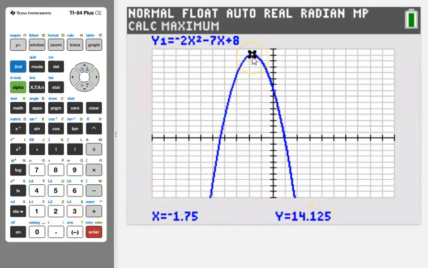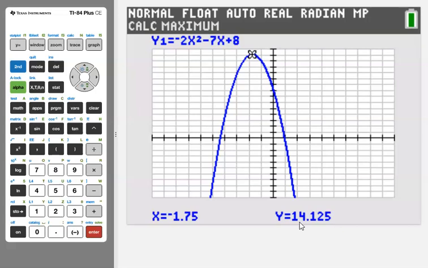But this is the exact coordinates for that ordered pair. So you'll notice I've written out the information at the bottom of the problem. The y-intercept is 0.8. I wrote it as an ordered pair. The x-intercepts are approximately negative 4.4080 and 0.9080. And the maximum value of the function is 14.125 at x equals negative 1.75.